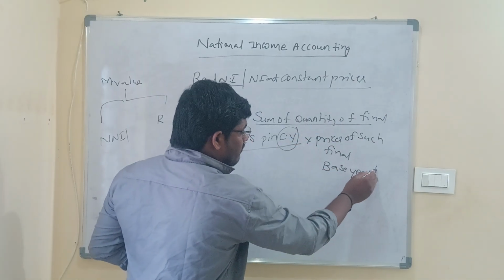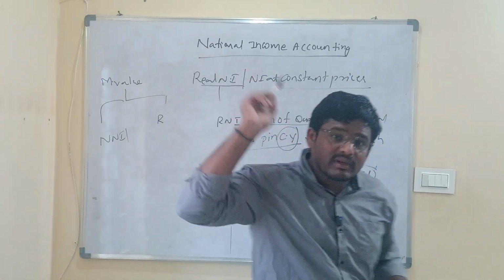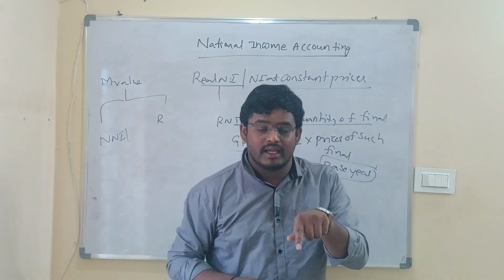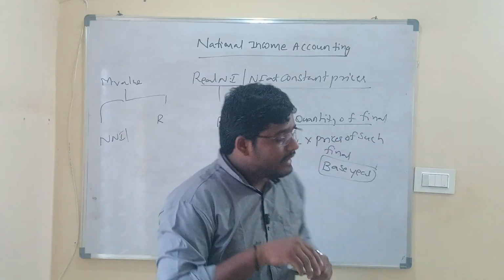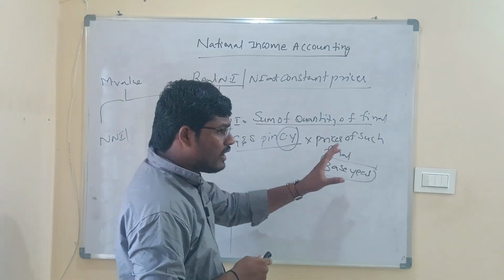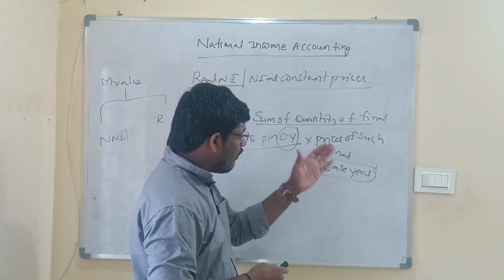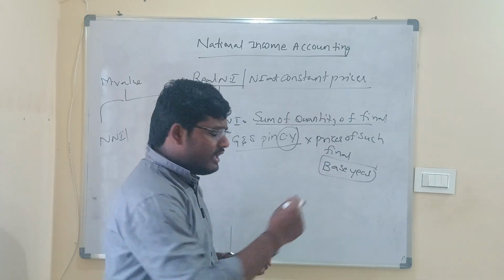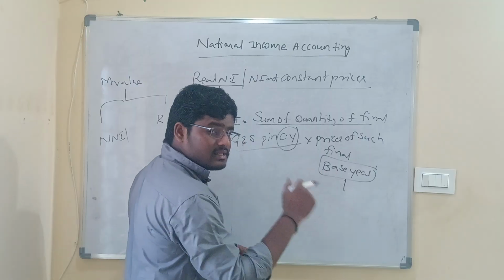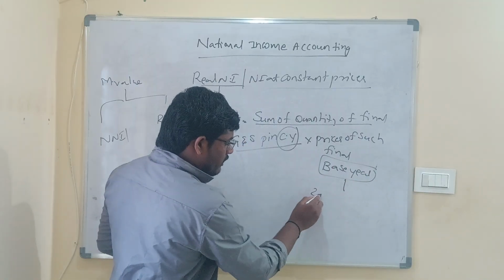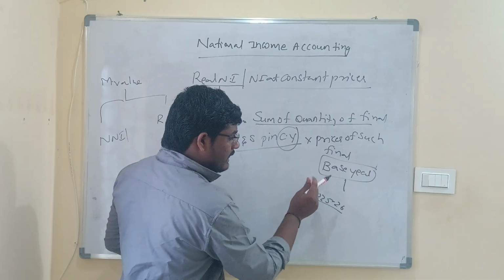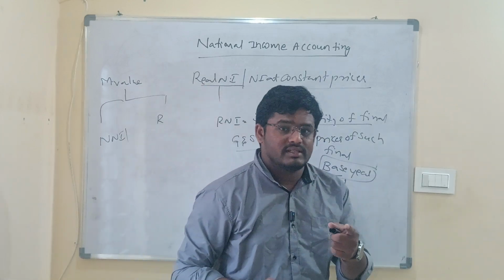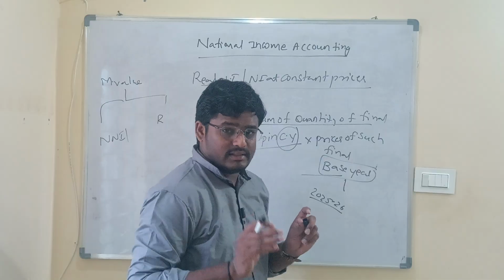This is the new term I have added, which is different from nominal national income. In nominal national income, the prices of the final products are taken from the current year. But with real national income, we take the prices of the final products from the base year. Now what is this base year? Base year means any year before the current year. For example, if 2025-26 is our current year, then any year before the current year can be the base year. The current year can't be the base year, but any year before it can be.